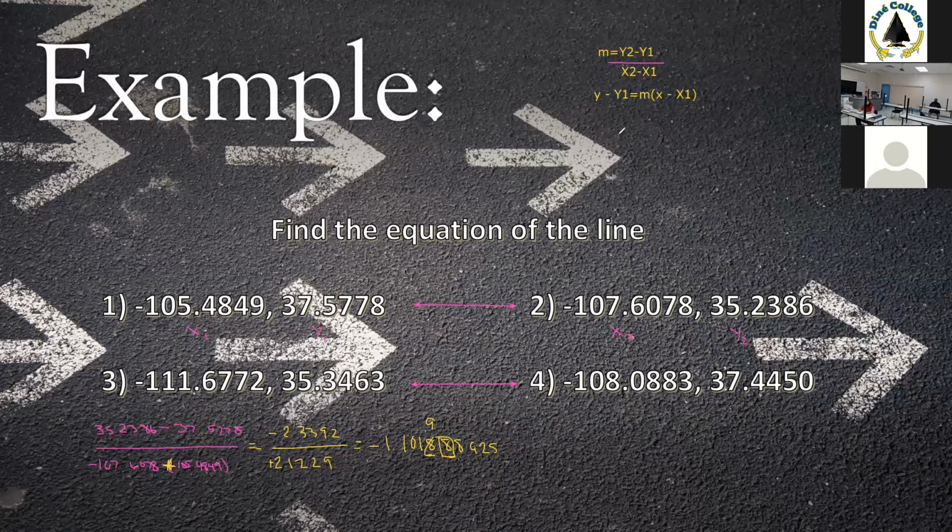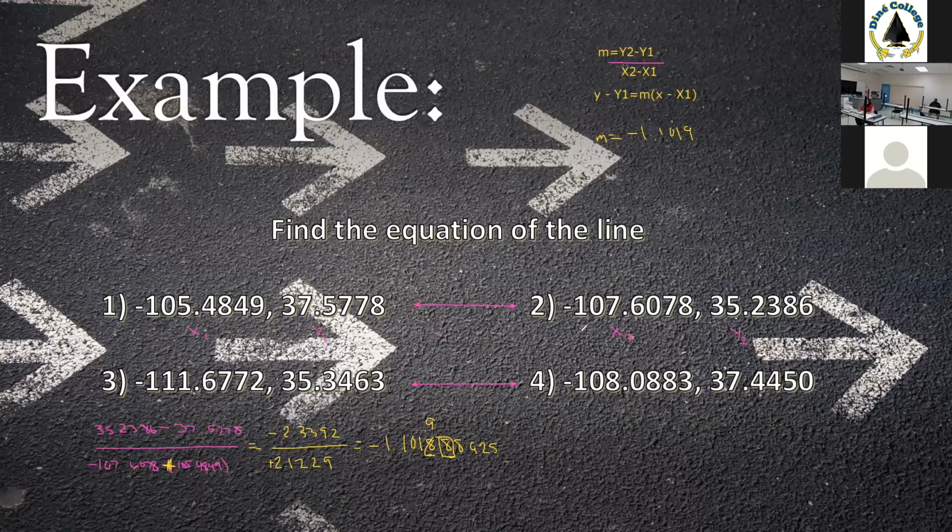So our m is negative 101.9. So negative 1.1019. So now for our next part, we're going to do the point slope.